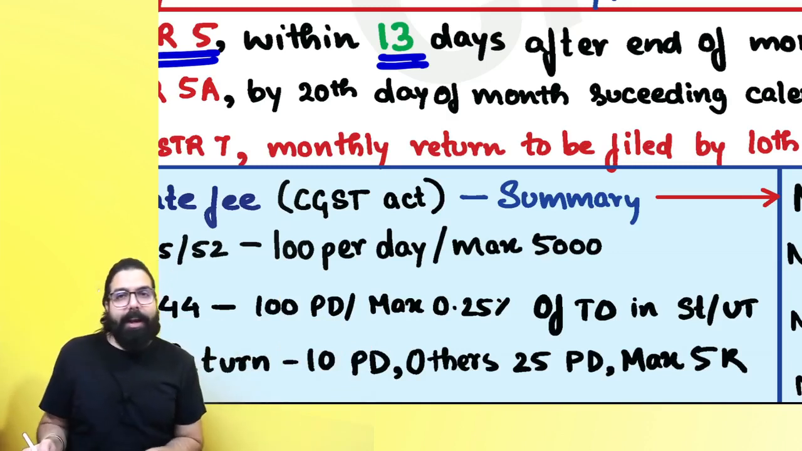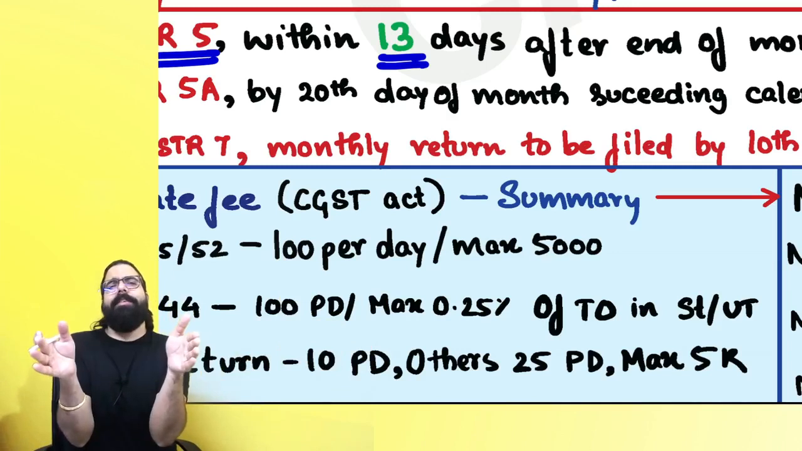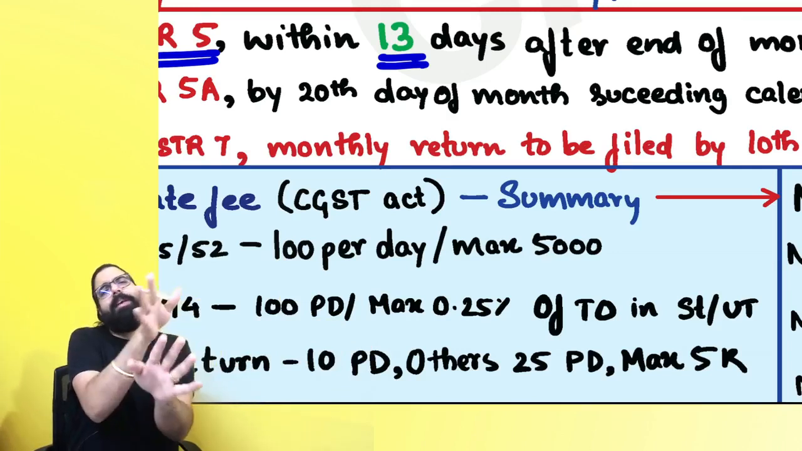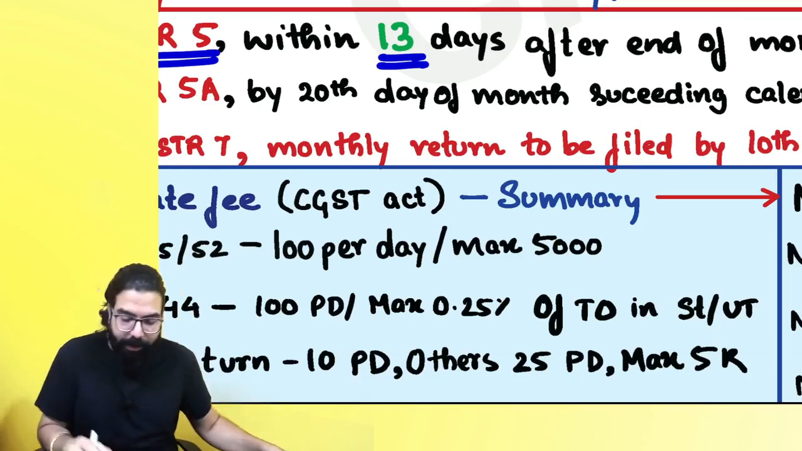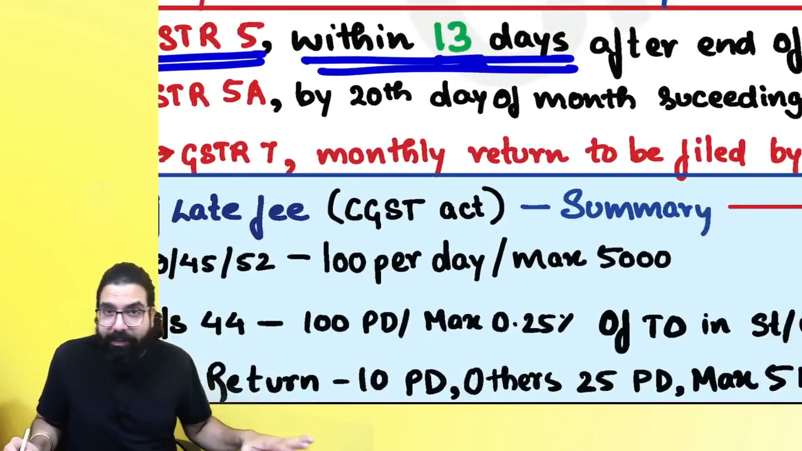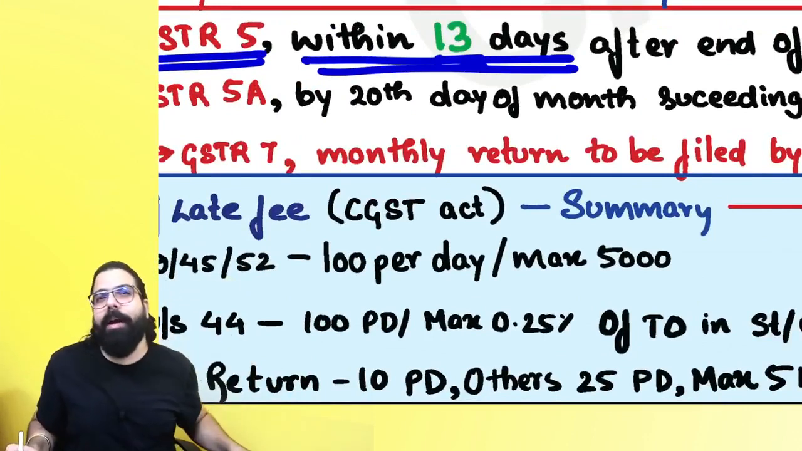So NRTP ke liye it is by 13th of the next month. Supposingly NRTP has taken registration only for 15 days. But 15 days got over, then within 7 days he has to go ahead and file his return. That is what government is telling. GSTR 5 within 13 days. If he has taken registration for 1 month, then one month gets over by next month ka 13th.